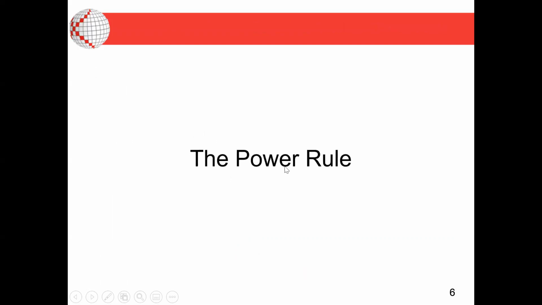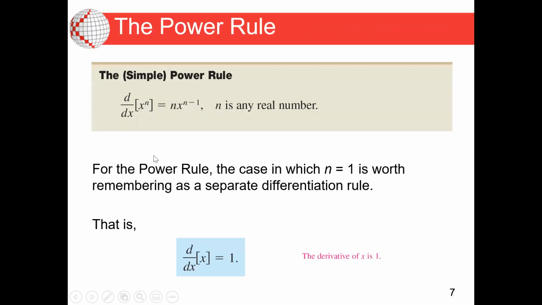So the derivative of g(t) also will be 0. So next, let's go to the power rule. The power rule here, let's assume n is a constant value. So d/dx of x to the power n, the derivative of this function, if the function is x to the power n, it will be n times x raised to the power n minus 1.